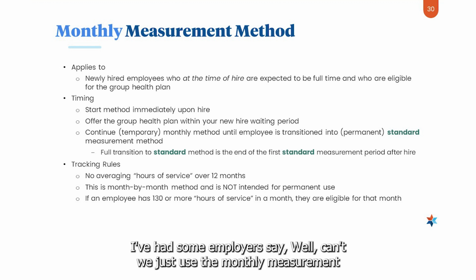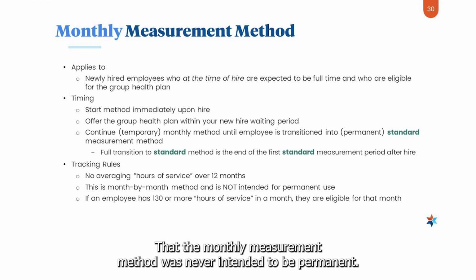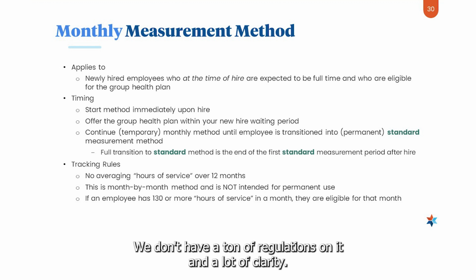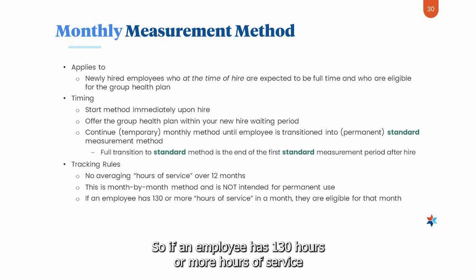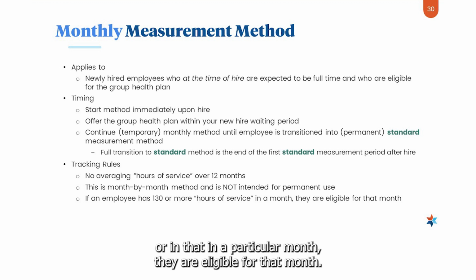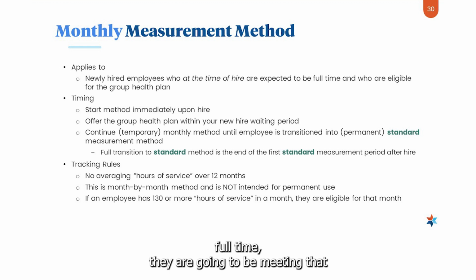I've had some employers say, well, can't we just use the monthly measurement method for everything and make things simpler? The monthly measurement method was never intended to be permanent. We don't have a ton of regulations on it and a lot of clarity. We just know that it's month to month and it's supposed to be dropped off. And so if an employee has 130 or more hours of service in a particular month, they are eligible for that month. And honestly, if you're hiring somebody who at the time of hire is expected to be full-time, they are going to be meeting those hours, and you don't need to worry about it.